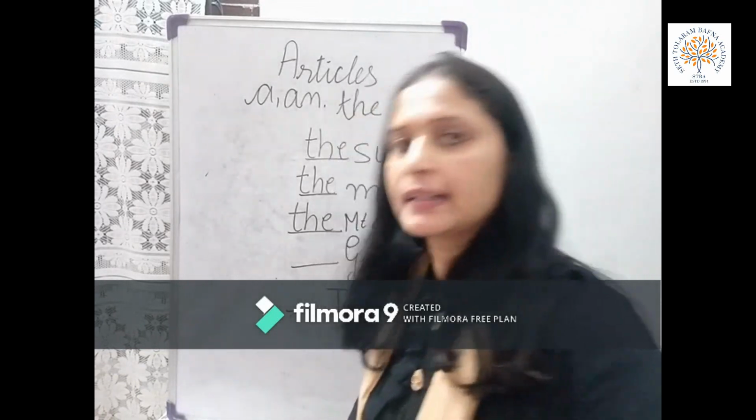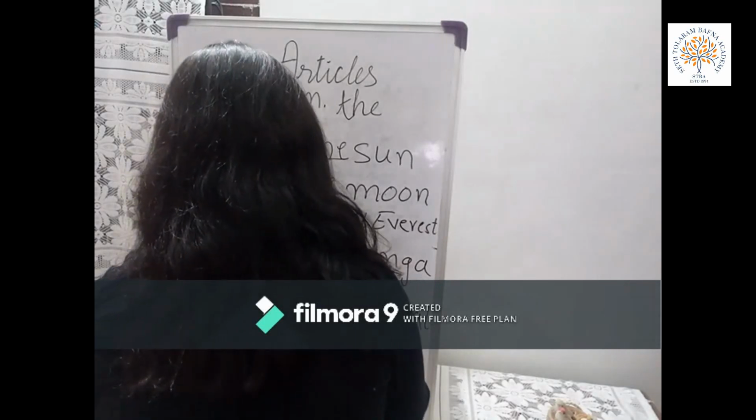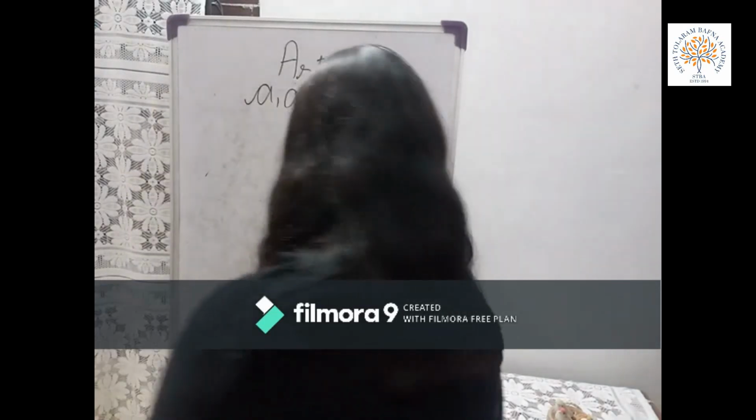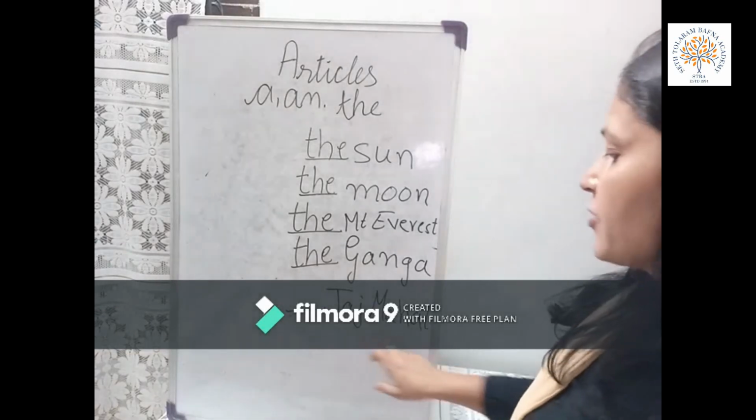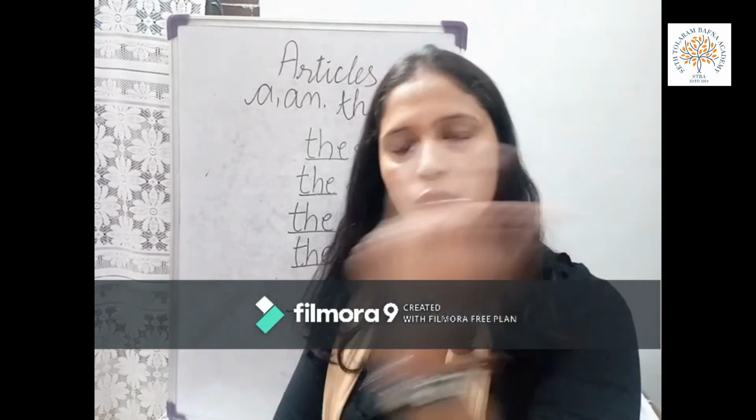Now next is River Ganga. As we all know, River Ganga is a holy river and Ganga is only one. So we will say the Ganga. T-H-E, the Ganga. The last is Taj Mahal. As you all know, Taj Mahal is a beautiful monument and it is in Agra. Again, Taj Mahal is only one in the whole world. So here also we will use the Taj Mahal.